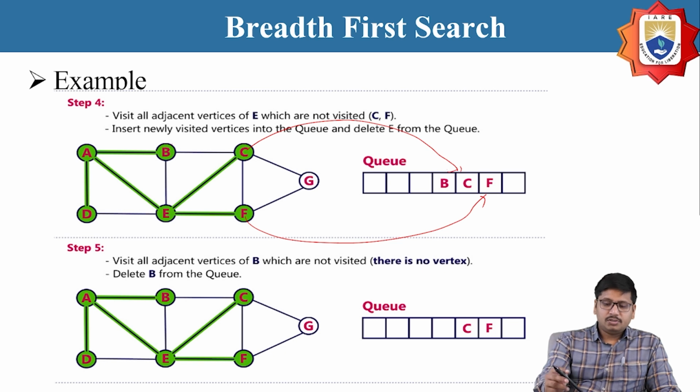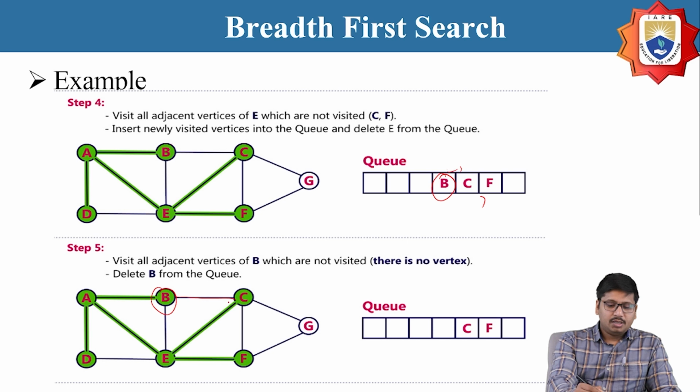So next value in the queue is B. What are the nodes that are adjacent to node B? Is that C, A? A is already visited, E already visited. So the node B is simply deleted here, and the contents of the queue should be C and F only.